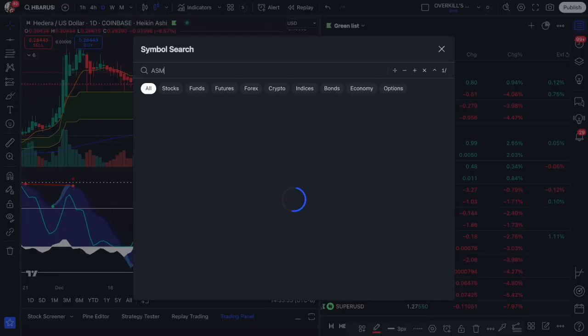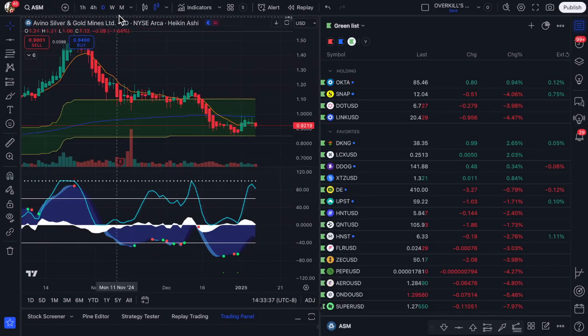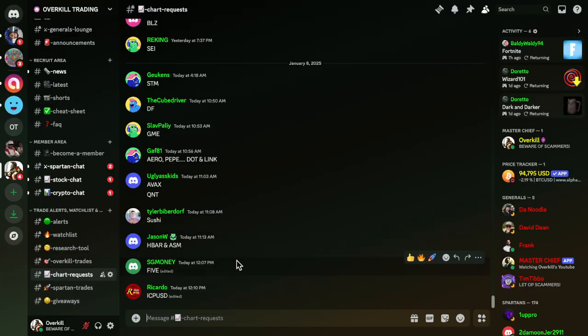ASM. 25 cents on the stop loss there. ASM's getting clobbered. Silver and gold mines, red on the monthly, don't want to touch it.